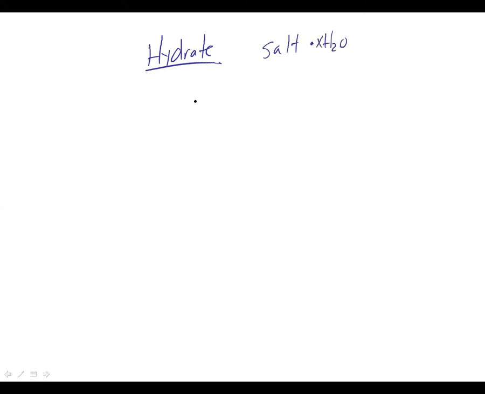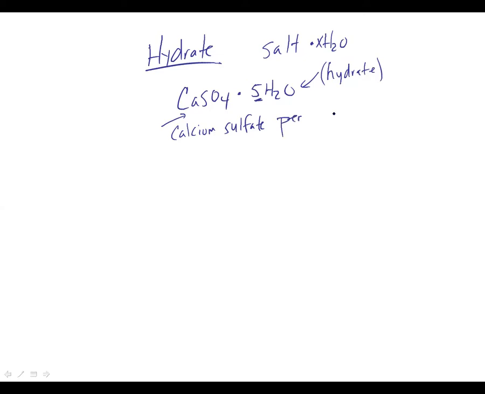So again, if we had CaSO4 dot 5H2O, we would name this just like type 1 or type 2. So this would be type 1. So that is calcium. We don't need a Roman numeral. Sulfate. And the way that we name the water when it's a hydrate is we do say hydrate instead of water. And we would use the same type of prefixes here. So that would be pentahydrate.